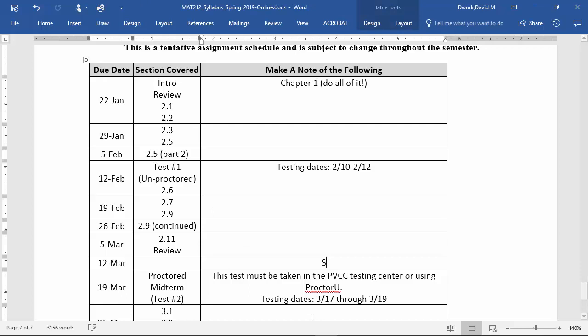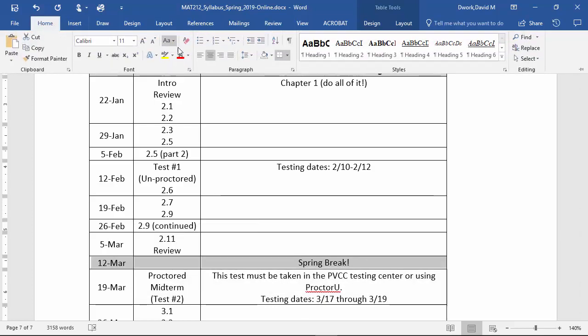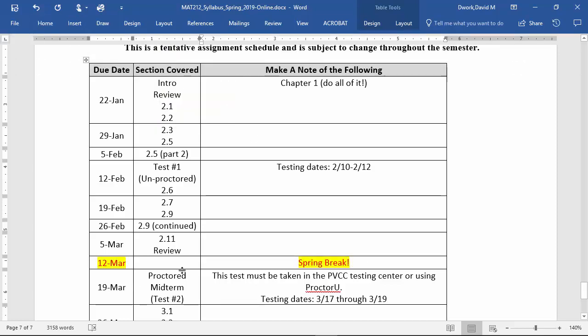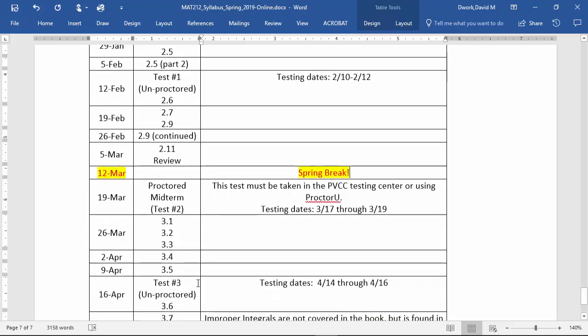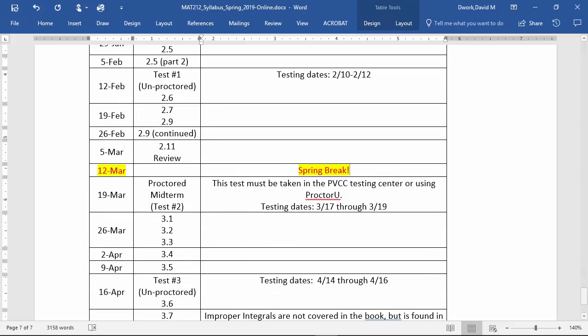I will say this week right here is spring break. So you'll notice there's nothing due. Okay, nothing due that week. But I will open up some of the assignments. 3.1 will probably be open. So you could start to work ahead. That's all.